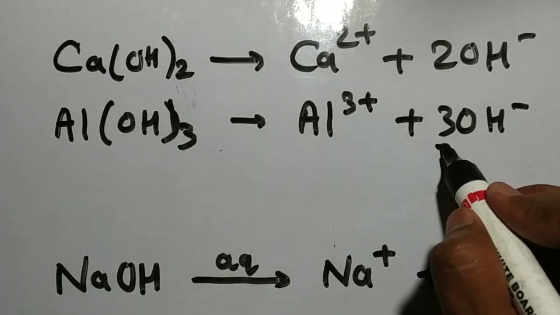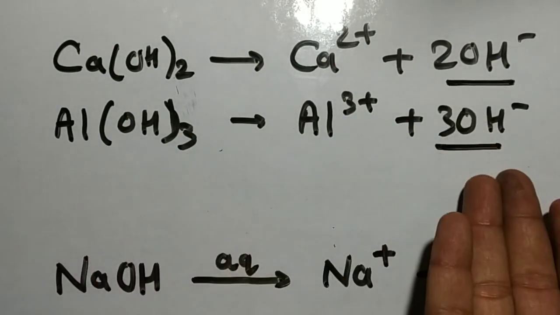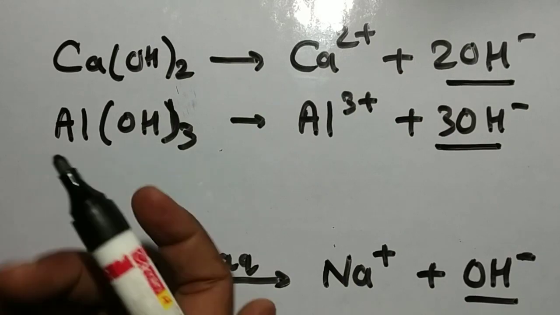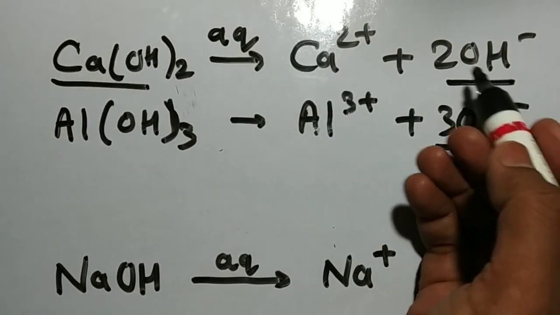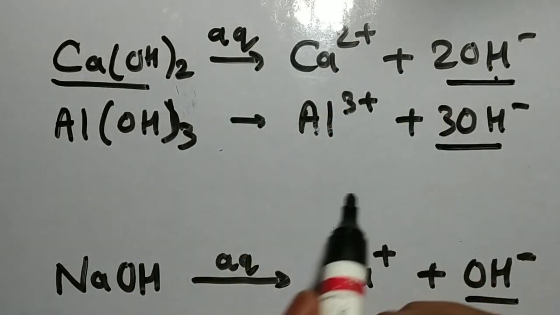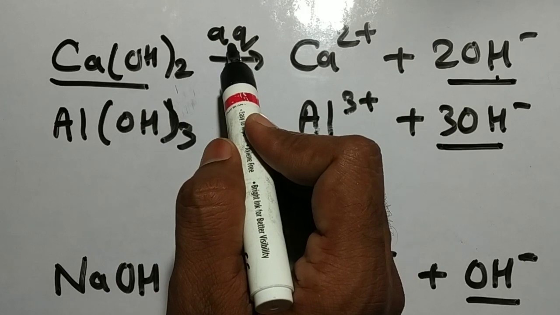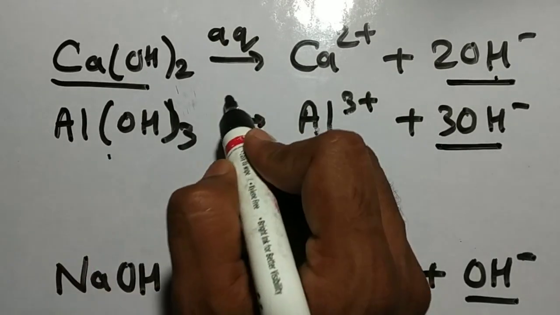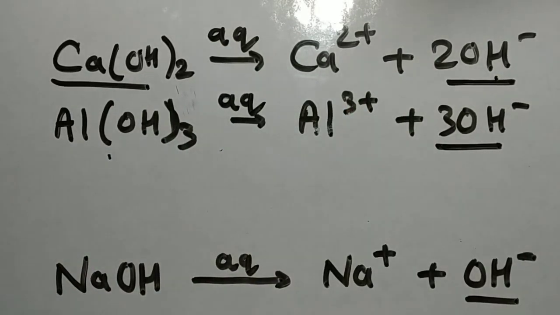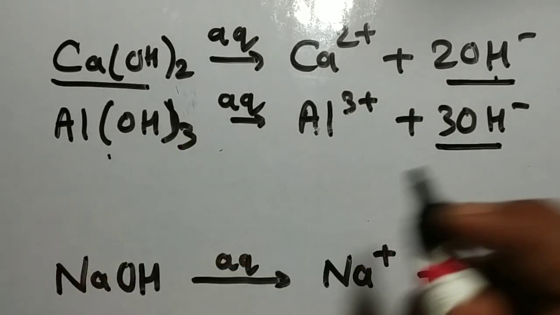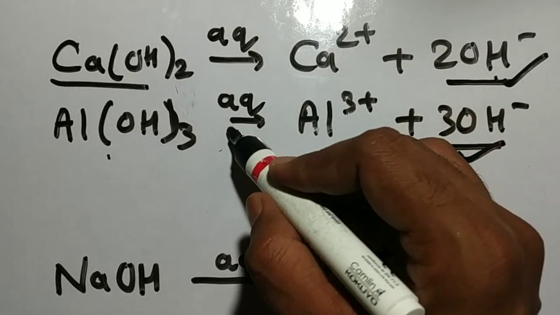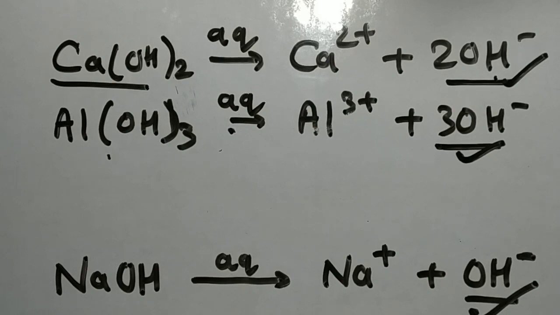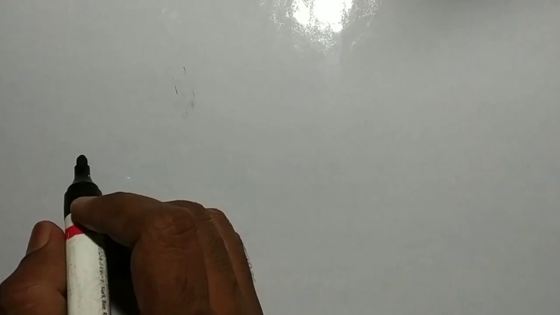But can you tell whether this OH minus can release by itself by the dissociation of aluminium hydroxide or calcium hydroxide? No, because it is in the absence of the aqueous solution. The OH minus ion will not release if the aqueous solution is not present. Similarly, in the case of Al(OH)3, you have to write aqueous solution. So the bases, according to the Arrhenius concept, have the capability of releasing the OH minus ion. The substances which are capable of giving the OH minus ion in the aqueous solution are termed as bases.